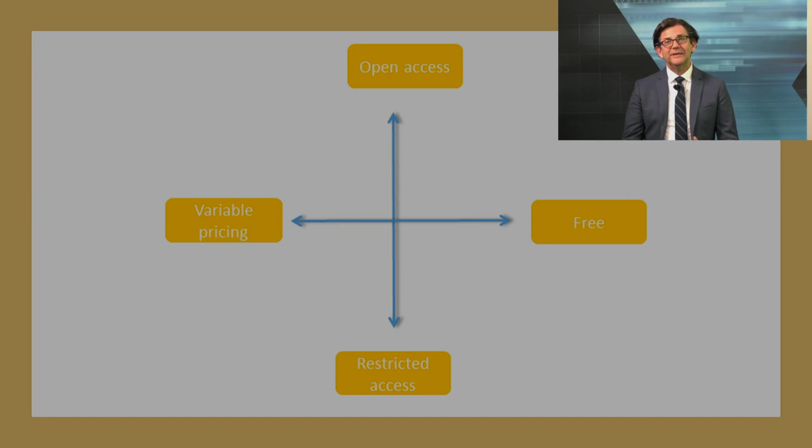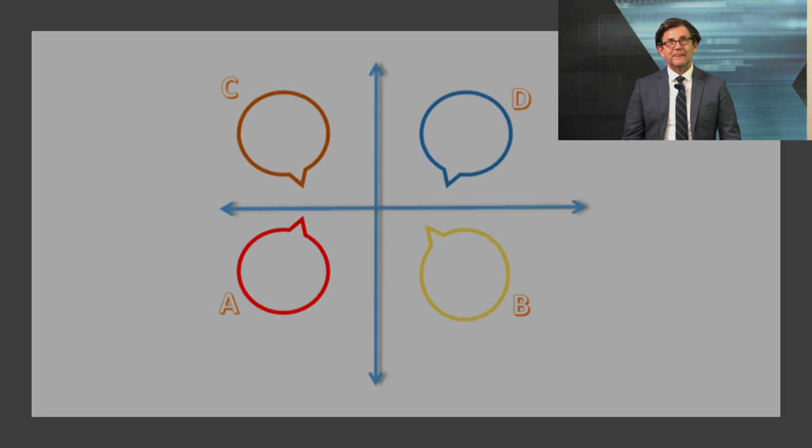And we formulate it like this. And if you think about, there are 2 axes. So the x-axis, so the horizontal axis, is pricing, and one end of the axis is variable pricing, the other end it's completely free. The y-axis, or the vertical axis, is going to be open access at the top or restricted access at the bottom. And this gives you 4 quadrants.